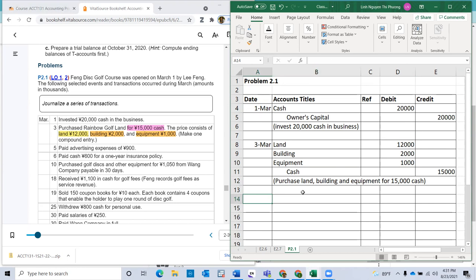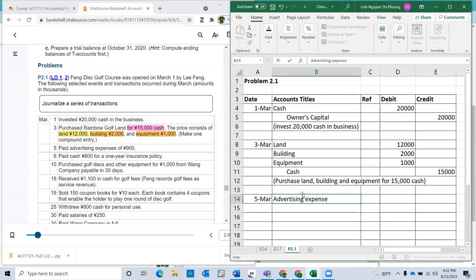March 5, we pay advertising expenses of 900. Okay, so right there, March 5, we pay for advertising expenses. So advertising expense is an expense account. And when an expense account increases, right? Because we have advertising expense. So when the advertising expense account increases, it means owner equity decreases.